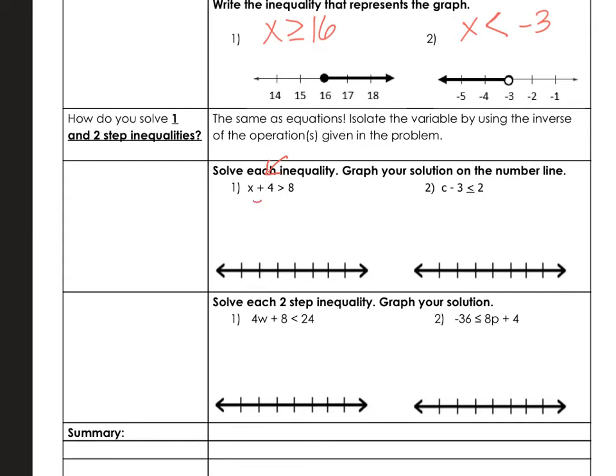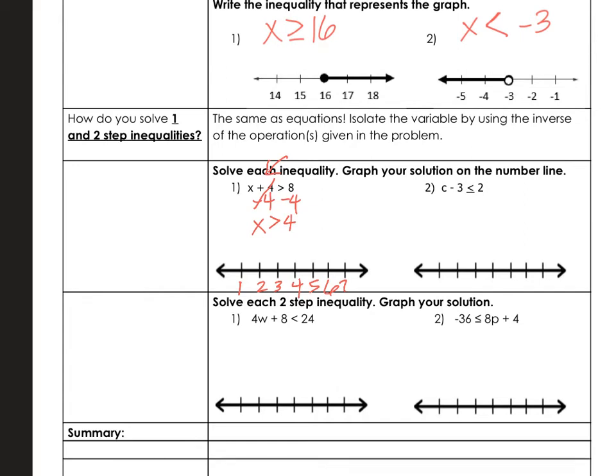I do that by subtracting 4 on both sides. When I do that, these guys cancel out, and now I have x is greater than +4. So that's my inequality. So now I need to write some numbers on this number line, okay? So I have 1, 2, 3, 4, 5, 6, 7.